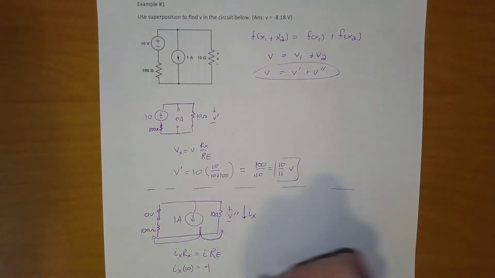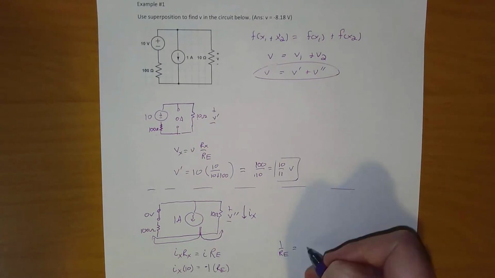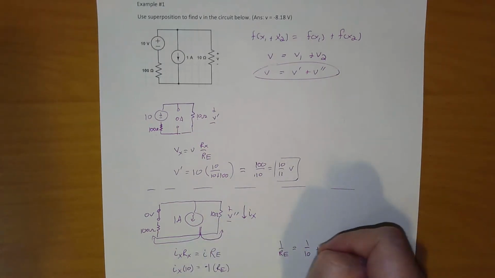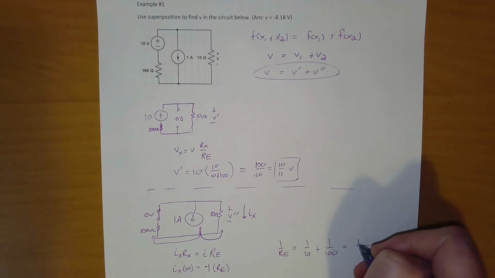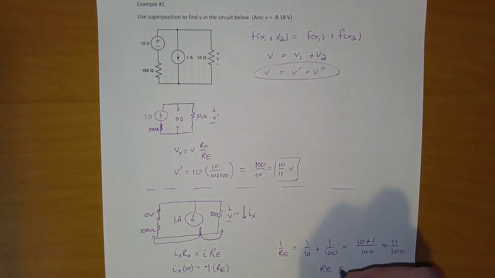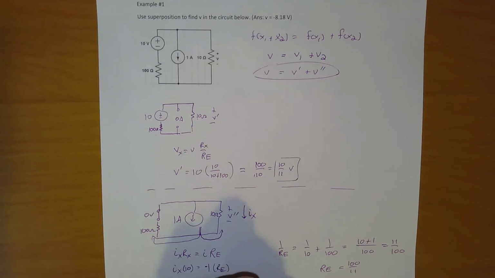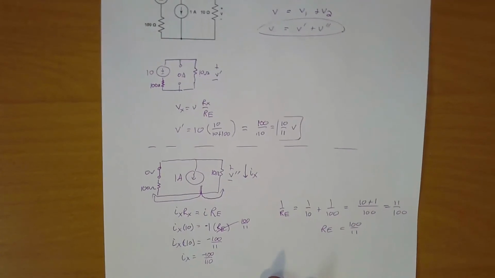And then our equivalent resistance, we can find that by doing our parallel resistors. I have 1 over 10 for this one, plus 1 over 100 for this one. The common denominator is 100, so we'll get 10 plus 1, which will be 11 over 100. So our equivalent will be 100 over 11. Plugging that in, we'll get negative 100 over 11 when I plug in my 100 over 11 here. Solving for Ix, we'll get negative 100 over 110. Oops, let me slide that up for you.